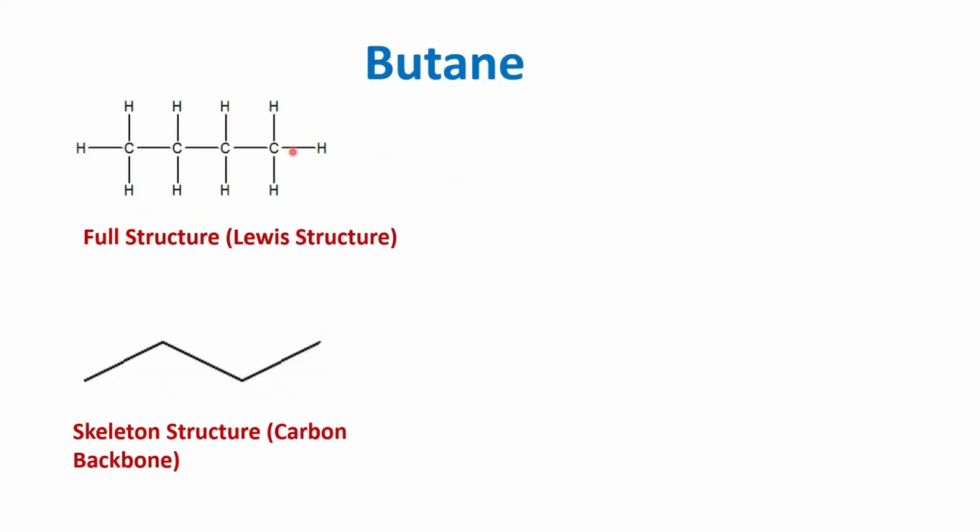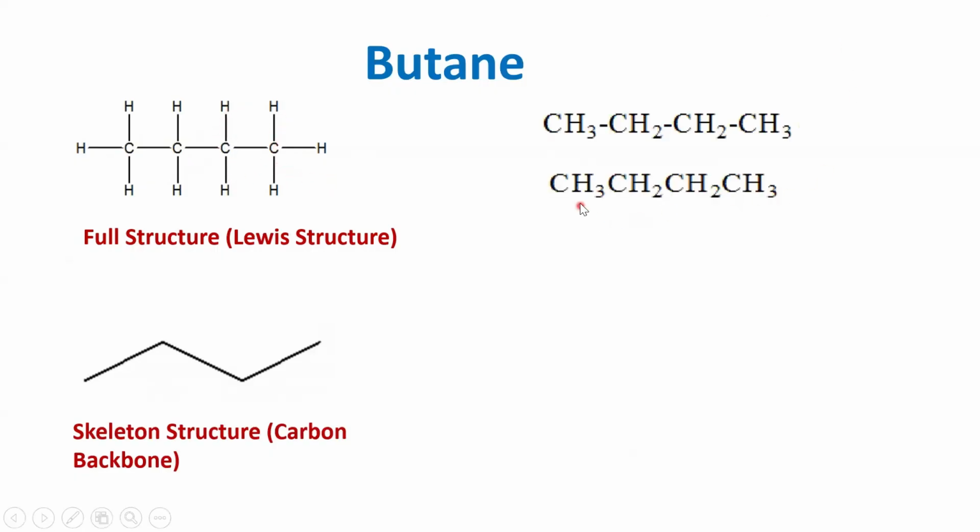Generally in alkanes, every terminal carbon has 3 hydrogens, and any middle carbon has 2 hydrogens. This is the full structure or the Lewis structure. CH3, CH2, CH2, CH3. And you can write it in this way or in this way. This is the condensed formula. And this is the molecular formula, C4H10, and we know how to calculate it.